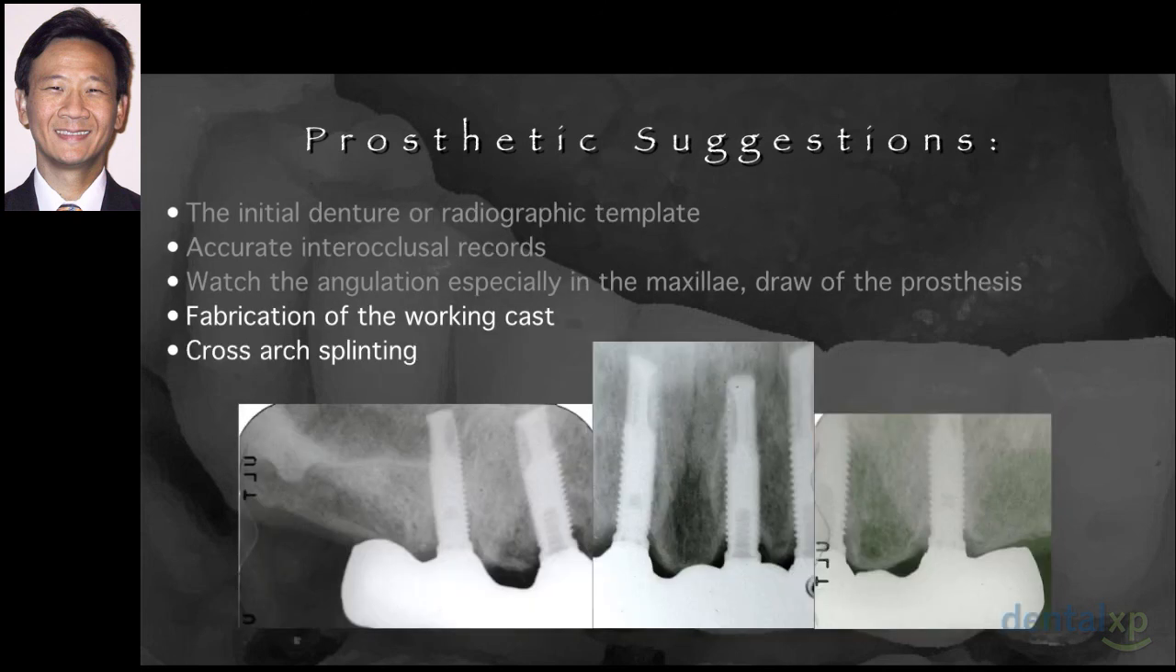There are also multiple different studies about cross-arch splinting, and there are studies about splinting the implants and not splinting the implants. But with the results that we are having with guided surgeries, one-piece restorations with cross-arch stabilization and immediate loading, I think that is something to really look at, although there are differences in the literature. But we've had great success rates with cross-arch splinting.